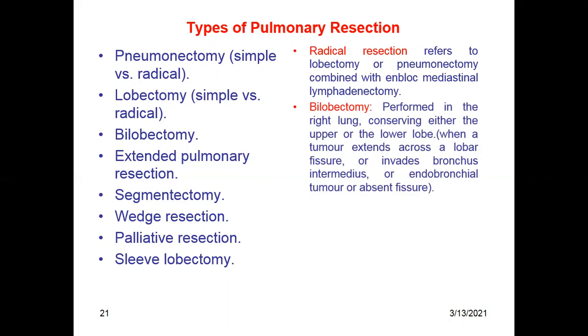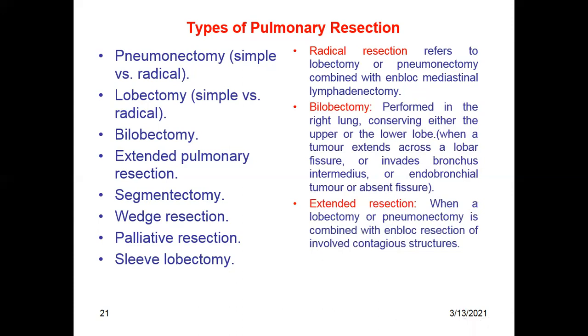Bilobectomy is a procedure performed in the right lung only. It basically consists of a procedure in which we conserve either the upper or the lower lobe. So we may do either a right upper and middle lobectomy or a right middle and lower lobectomy. Okay, what are the indications for bilobectomy? When a tumor extends across a lobar fissure, or when a tumor invades the bronchus intermedius, or when there is an endobronchial tumor or an absent fissure.